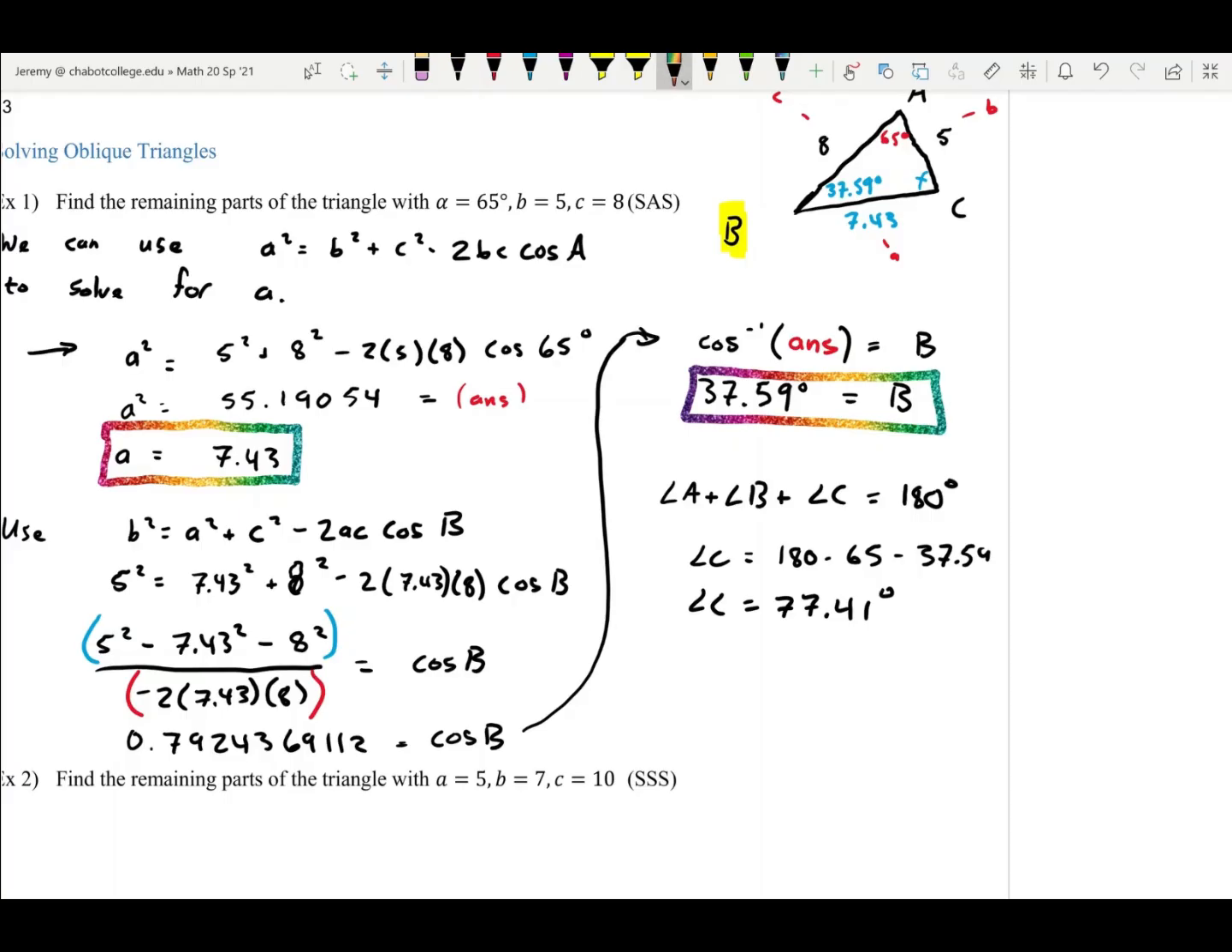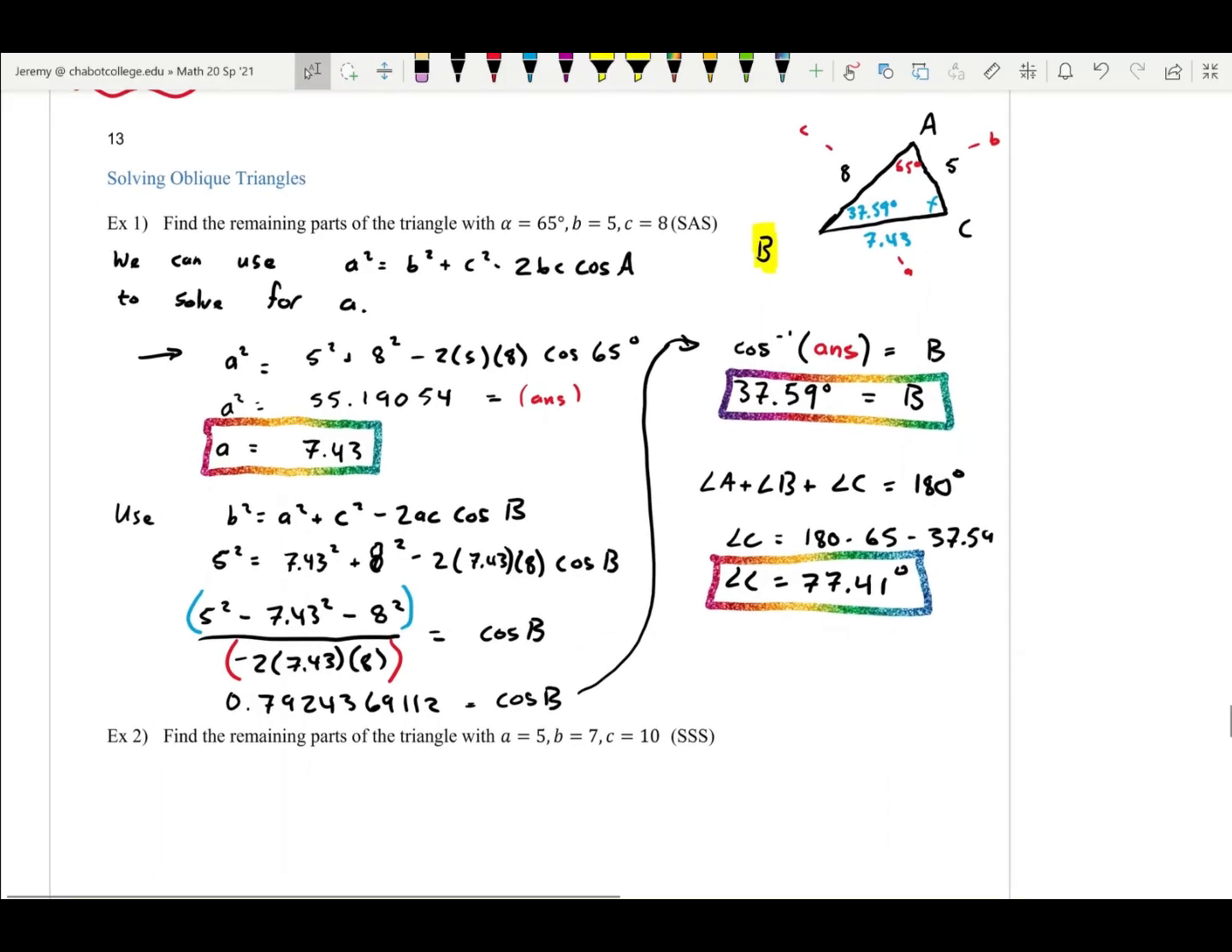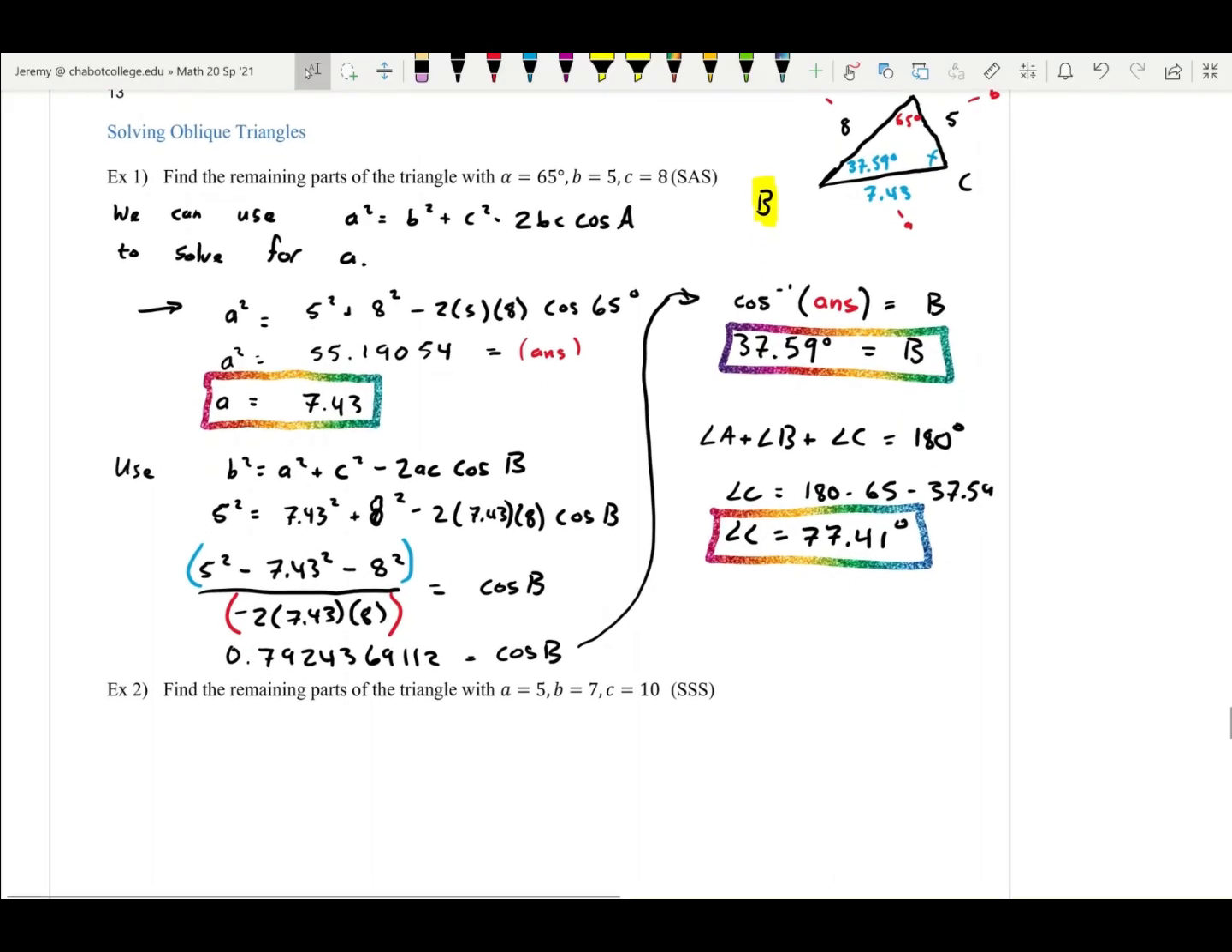So I'll throw a box around that. And that's it. We're done. We have all 6 pieces of information, all 3 sides and all 3 angles. And we did that with the help of law of cosines. All right, so that is the side angle side situation.